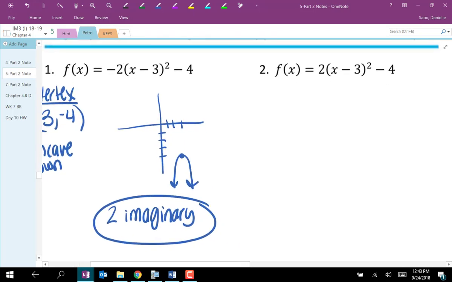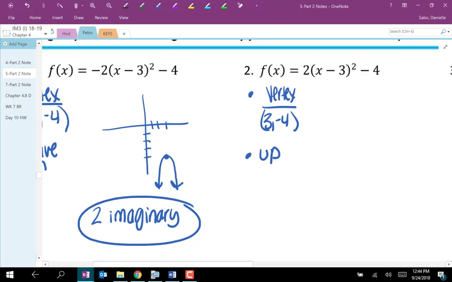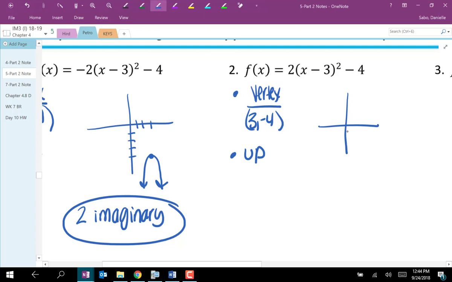Okay, so what's the vertex of this one? Yeah, it's the same thing. 3, -4, same thing. But now are we concave up or down? Careful. Up. This guy in front tells you if you're concave up or down. There's a positive there, technically, or there's no negative. So we're going to go up. So same thing. 1, 2, 3, down. 1, 2, 3, 4 right here. But this time, we're going up, up, up.